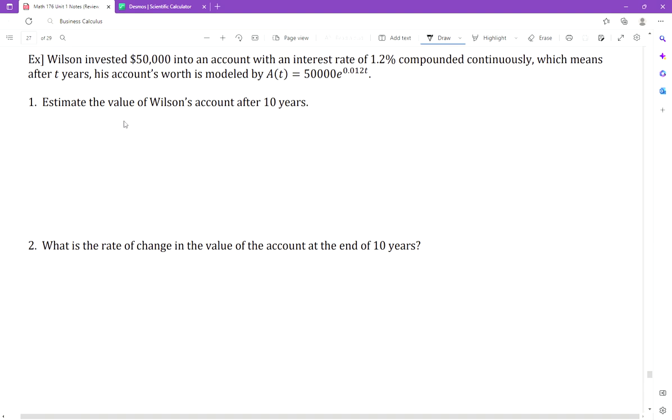Hi everyone, and welcome to our video on a word problem involving an exponential function. So let's read through this. It says, Wilson invested $50,000 into an account with an interest rate of 1.2% compounded continuously.